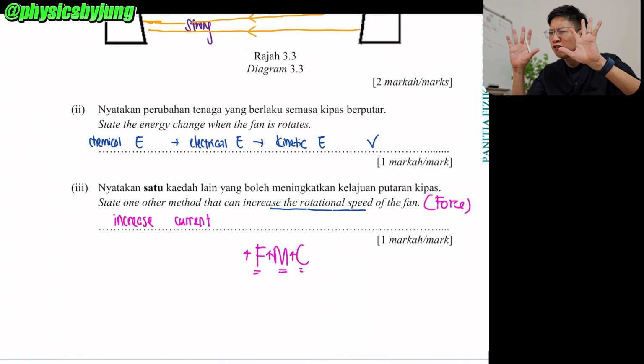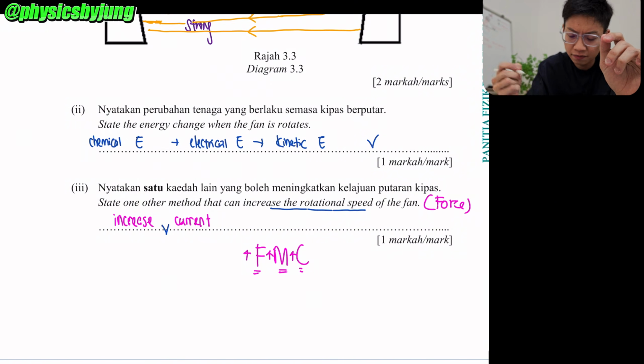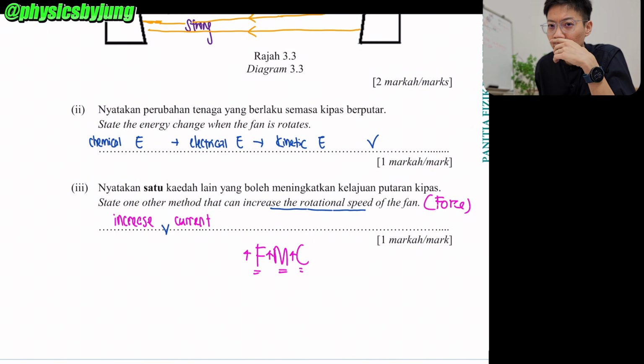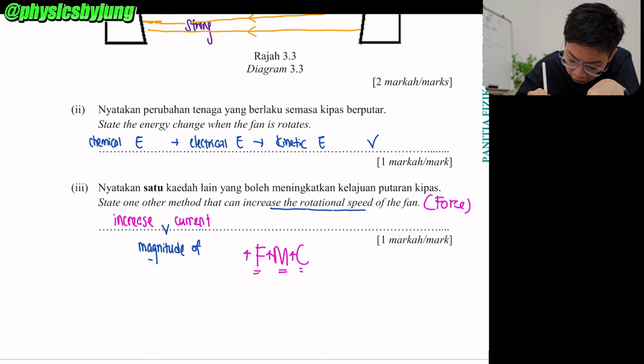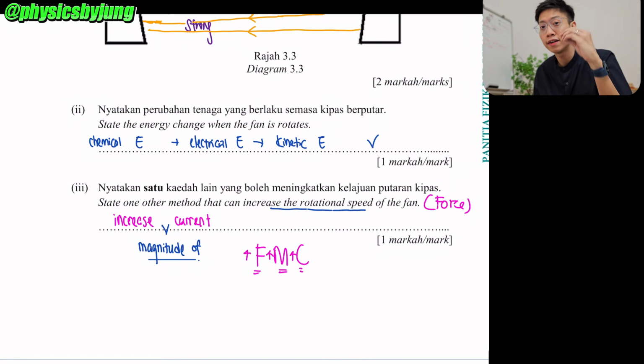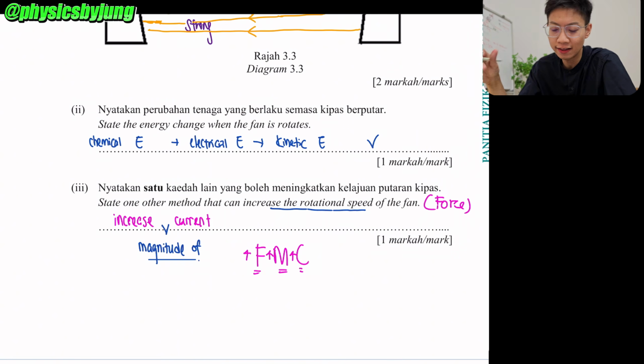Alright, I give you 3 seconds to think, why is this not acceptable? Why cannot write increase current? 3, 2, 1, yes. Because the answer is we have to say increase the magnitude of current. Okay, so they want to emphasize this, because they want you to state that it is the value of the current. Okay, like 10 ampere to 11 ampere to 12 ampere like that.